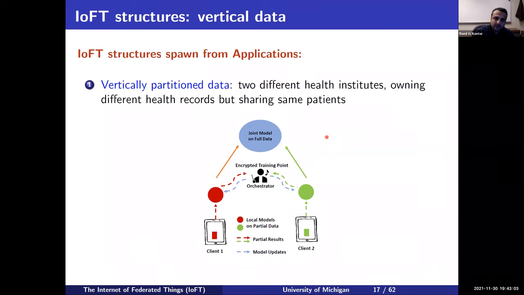You can have a situation where the data is vertically partitioned. Let's take an example. You have a patient, but the same patient is visiting different hospitals to do different things. One hospital collects data from a patient on a specific issue, and another hospital collects data from the patient on another issue. So basically, the sample space is the same. We have the same clients, but the feature space is distributed across different entities. So how to learn in such a situation? How to do IoFT and federated analytics in such a common situation? This is what we refer to as vertically partitioned data, where the feature space is partitioned, but the clients are the same.